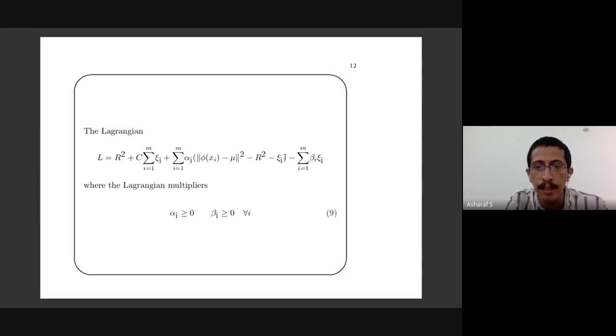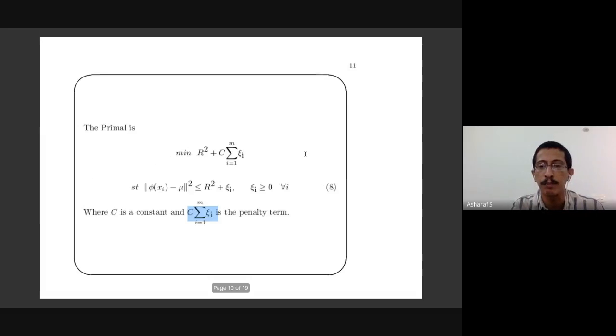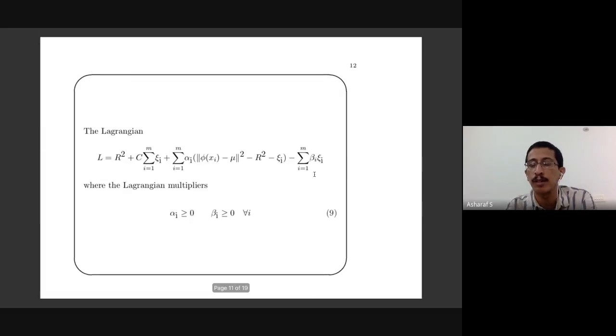There is one more term. Zeta i greater than or equal to 0 has to be written as minus zeta i less than or equal to 0 when you write the Lagrangian. That's the standard form in which you represent your constraints, like your Ax less than or equal to 0 form. So minus zeta i less than or equal to 0 will be represented with another Lagrangian multiplier called beta i, very similar to the SVM soft margin case, beta i times zeta i.